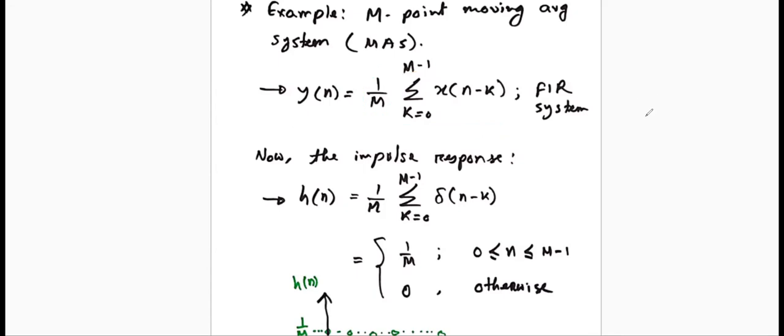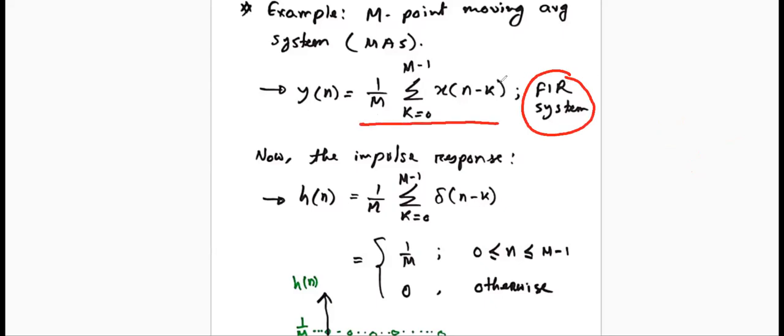If we have 3 samples and the samples have values like 3 plus 2 plus 4, something like that, divided by 3, that would be called a 3-point moving average system. And I have mentioned that this is one kind of FIR system. We'll talk about FIR and IIR systems later on. Eventually, you will understand that this FIR system represents no feedback in the system. So you don't see any feedback.